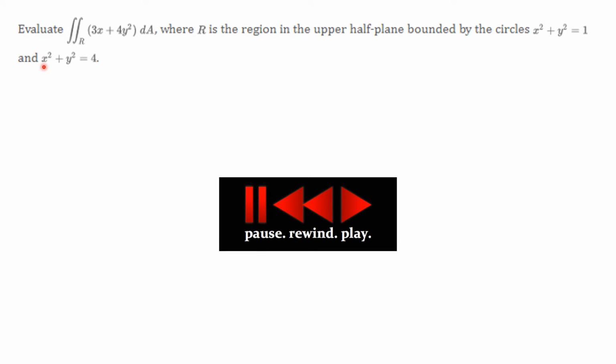So let's practice what we've learned. Let's evaluate the double integral over a region R of 3x plus 4y squared dA, where R is the region in the upper half plane bounded by the circles x squared plus y squared equals 1 and x squared plus y squared equals 4. You know what to do.